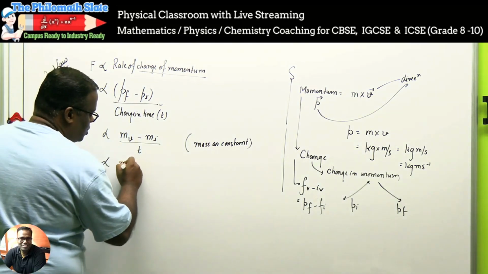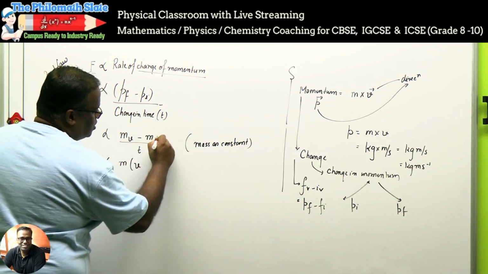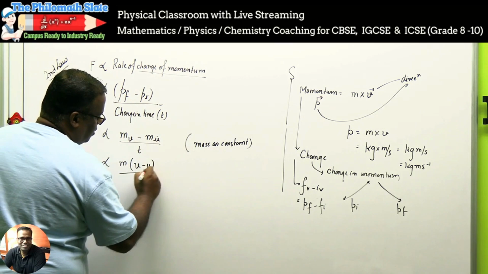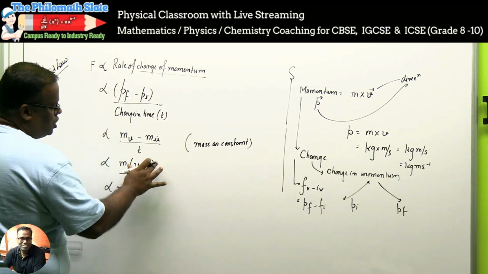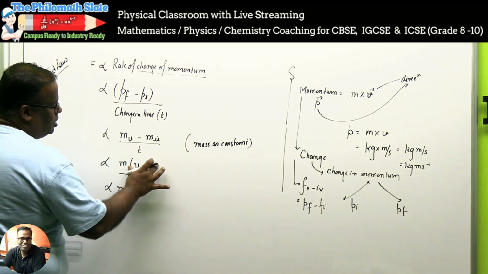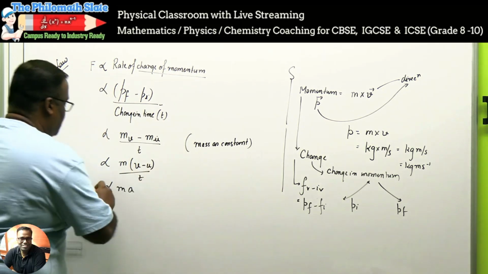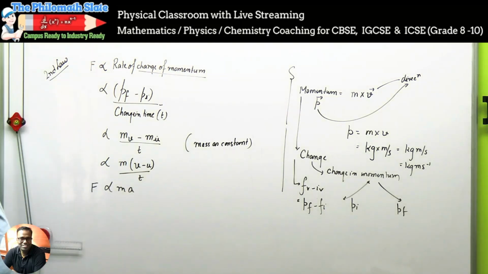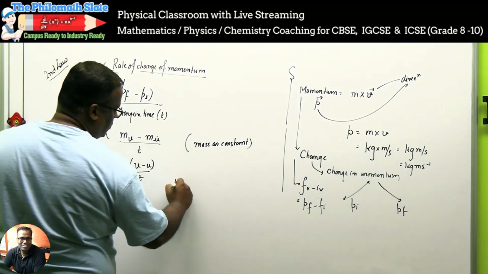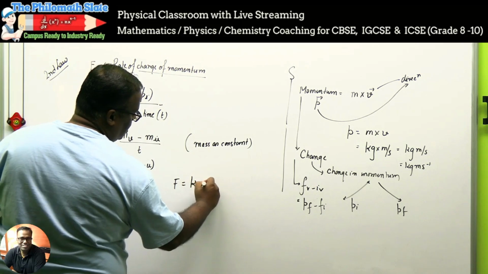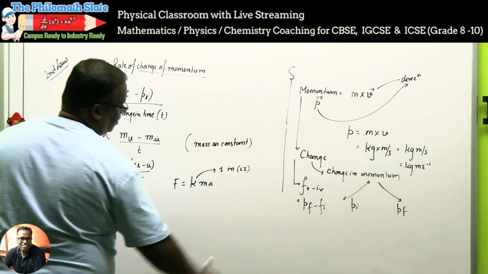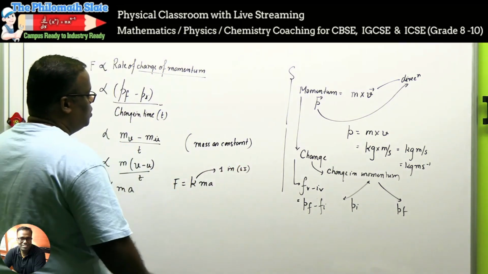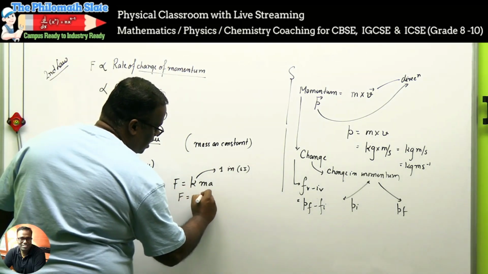So you take mass out as common, it becomes m times (V minus U) divided by T. And you are aware that V minus U divided by T is change in velocity divided by time, which becomes acceleration. So all you arrive at is force is directly proportional to mass into acceleration. Now, if you want to equate this, you have to bring in a constant of proportionality K, then K m a. And the value of K is taken as 1 when you are doing the problem in SI units. So your force becomes equal to mass times acceleration.